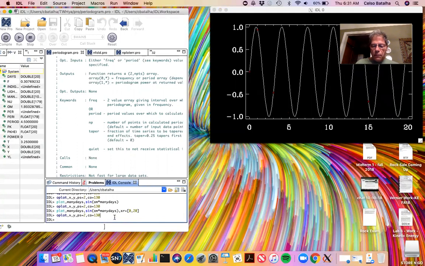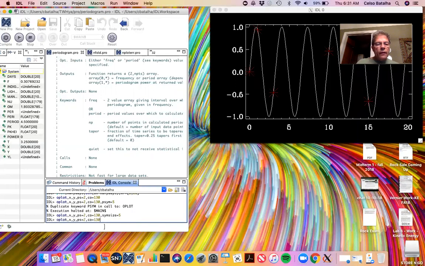In fact, let me set symbol equal 5, and the symsize. There you go. Can you see now, with these big dots there? Those are the real observing points, those over here, another one up there.